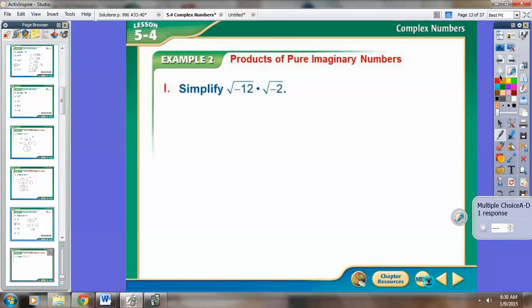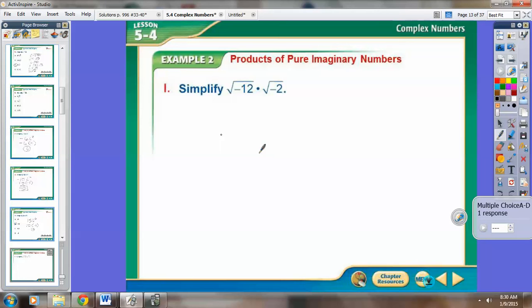This first number is imaginary, isn't it? We know it because that's a negative under the square root. The second number is imaginary, isn't it? It's a negative under the square root. Now, if we were to multiply at the very beginning and take negative 12 times negative 2, that's going to give us a positive 24. Is positive 24 an imaginary number? We lose that imaginary number if we multiply up front. You do need to simplify each expression, and then you can multiply the results.